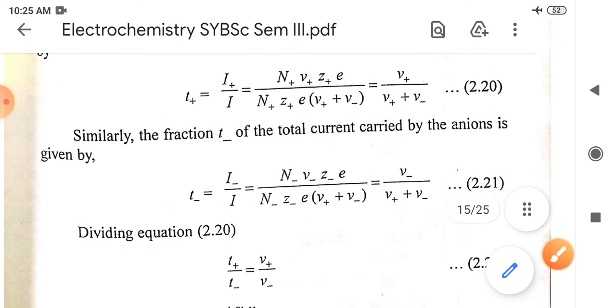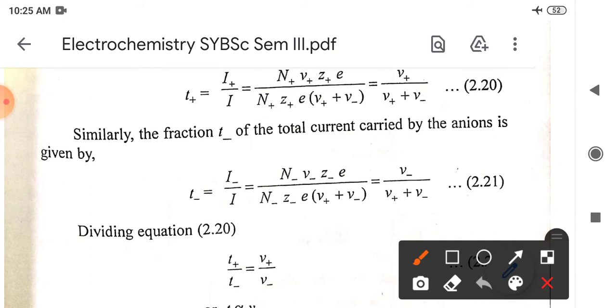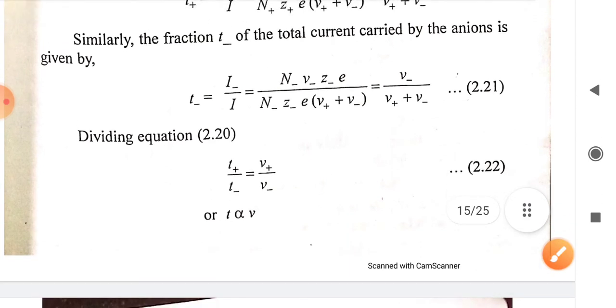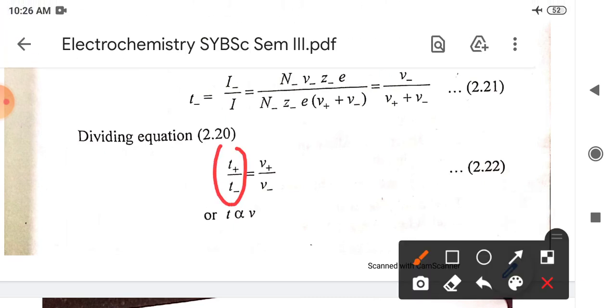Similarly, the transport number for the anion is the fraction of current carried by the anions upon the total current. That is t minus is equal to i minus upon i, or v minus upon v plus plus v minus. The ratio of t minus upon t plus is equal to what? v minus upon v plus.